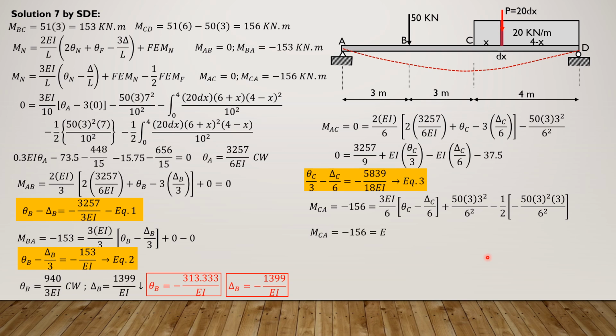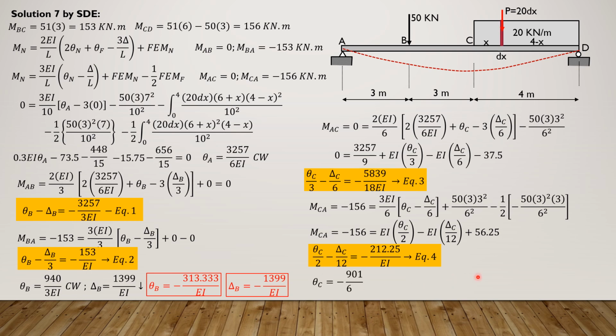So simplifying, MCA, negative 156 equals EI theta C over 2 minus EI delta C over 12. Then the combined value of this is positive, negative 1/2 of negative, so 56.25. Then simplifying, we have theta C over 2 minus delta C over 12 equals negative 212.25 over EI. So again, solving these two equations simultaneously, we have two linear equations in two unknowns, so that would be an easy job to compute for these two unknown variables.